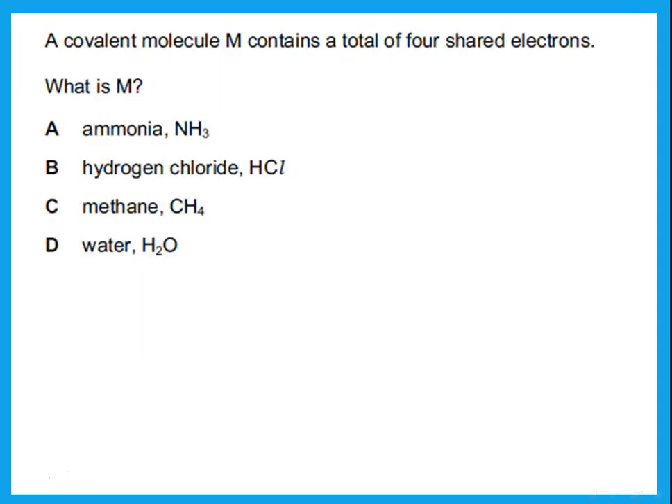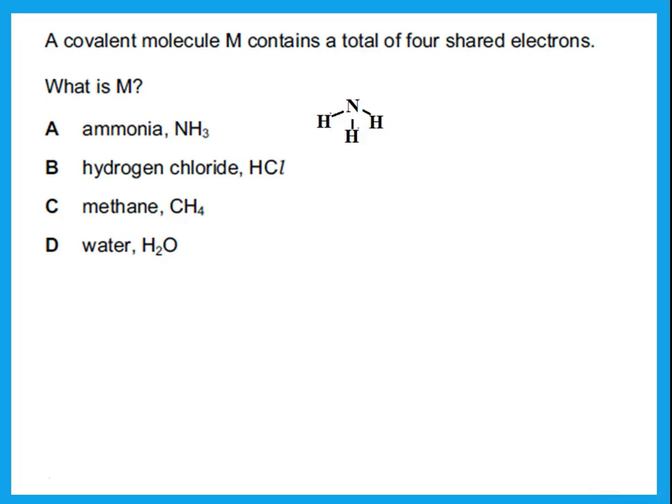Okay? A covalent molecule M contains a total of 4 shared electrons. What is M? So I want something with 4 shared electrons. Remember that he could say 4 pairs of electrons or a total of 4 electrons that are being shared. So we're looking for something that has a total of 4 electrons that are being shared. That means 2 pairs of electrons. Which of these has 2 pairs of electrons?